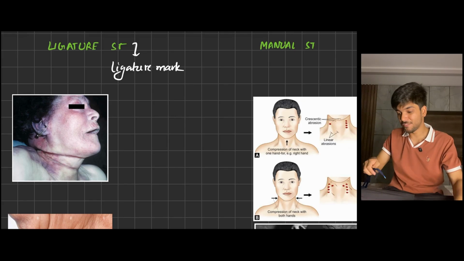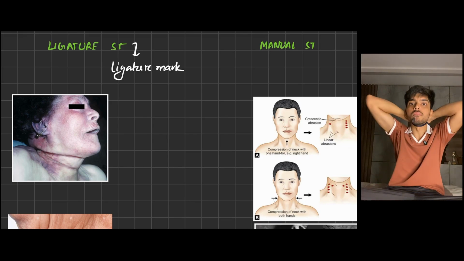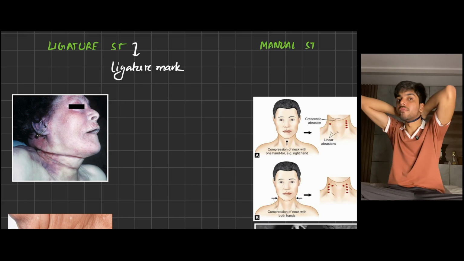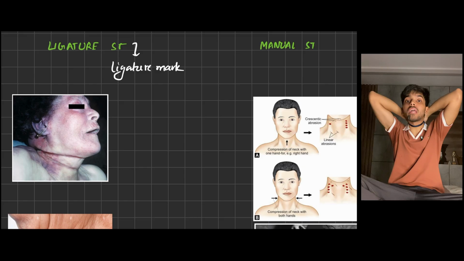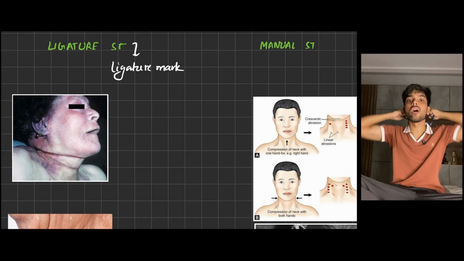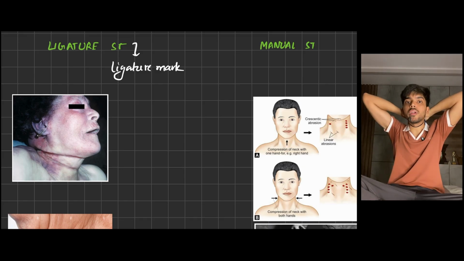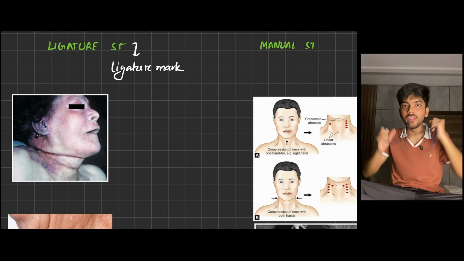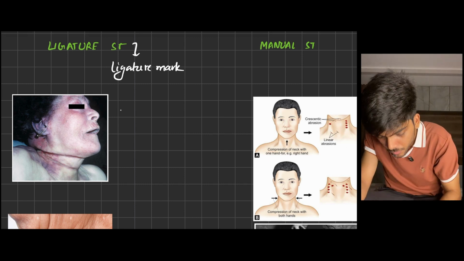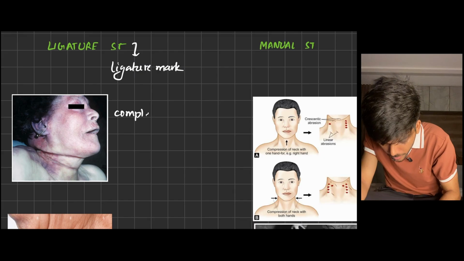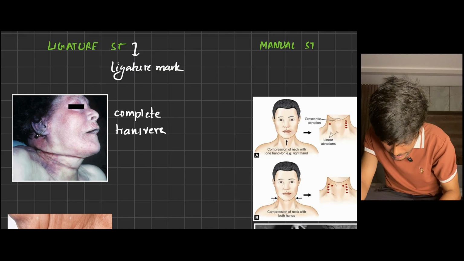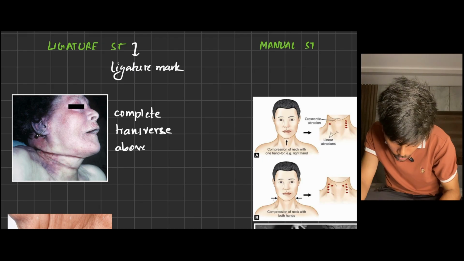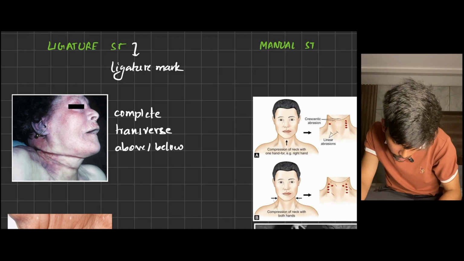But in case of strangulation, see what is there? I'm strangulating myself. What is this? It is complete, it is transverse, and it is above or below thyroid, depending on where I strangulate, but mostly below thyroid, because below thyroid I can feel the strangulation even more. So it is complete, it is transverse, it can be above or below thyroid.